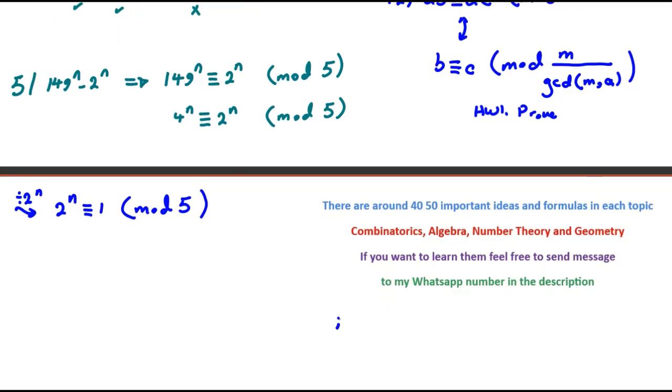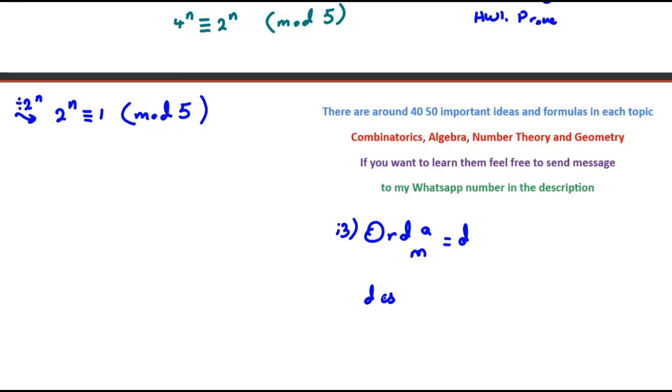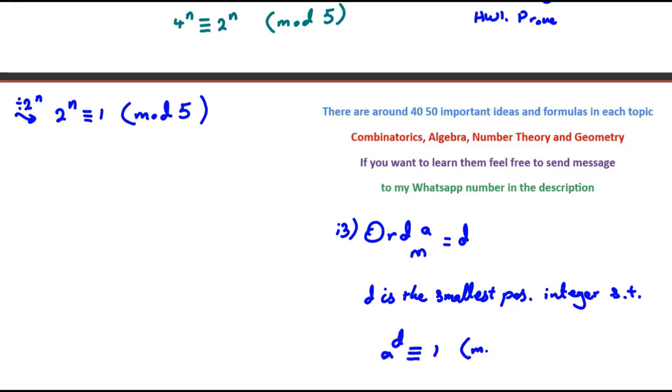Again, let me tell you idea 3. Idea 3 is order. Suppose A mod m has order D. It means D is the smallest positive integer such that A to the D mod m is 1. Okay? It is the definition of order.